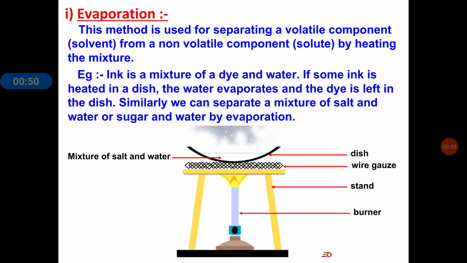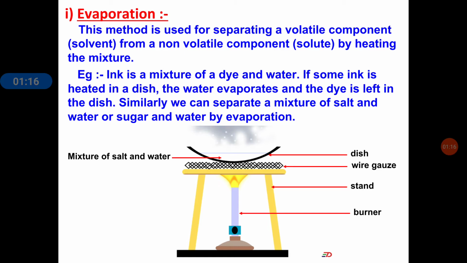So evaporation means the separation of the volatile component, that is the volatile solvent, from the non-volatile component, that is the solid, by heating the mixture. First of all, let us see what we mean by volatile. Volatile means a substance which can evaporate easily at normal temperature.